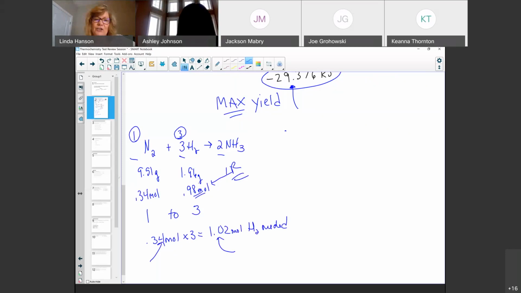That's our definition of a limiting reagent. We ran this equation without using the perfect mole ratio of 1 to 3. We ran it with a ratio of 0.34 to 0.98, which is not the same as the 1 to 3. So therefore, one of them will run out first. Does that hit on that topic for you okay?